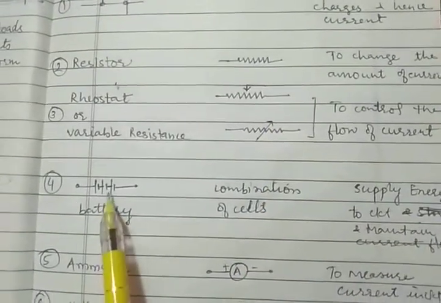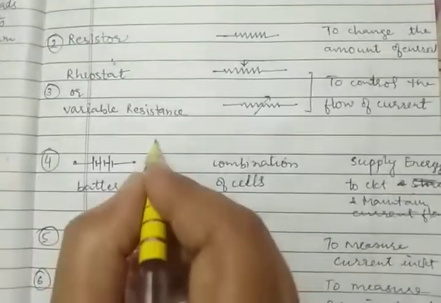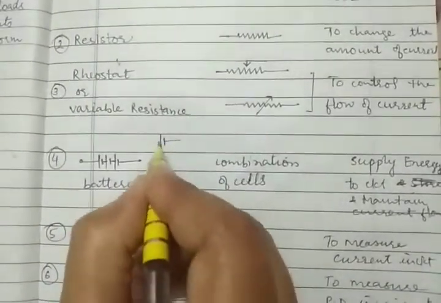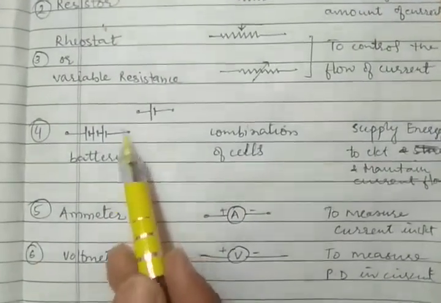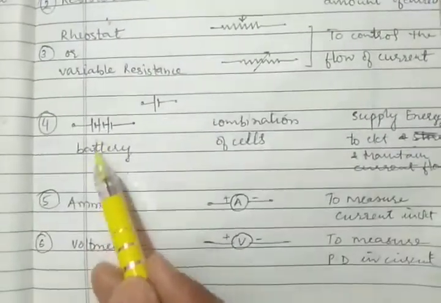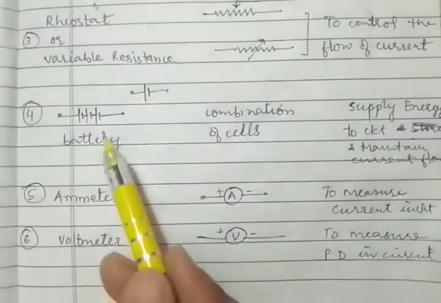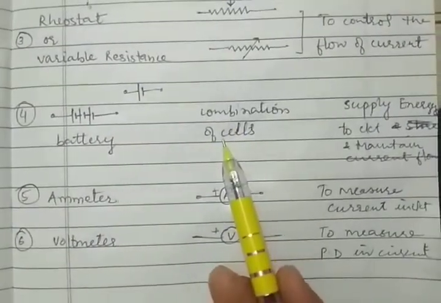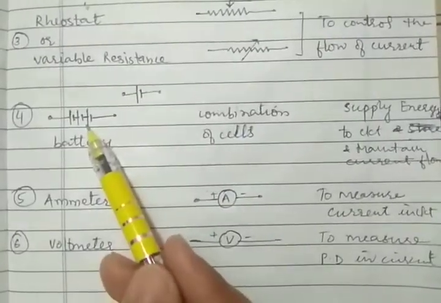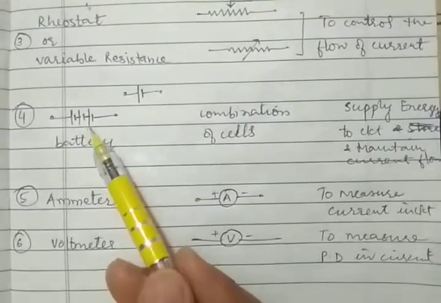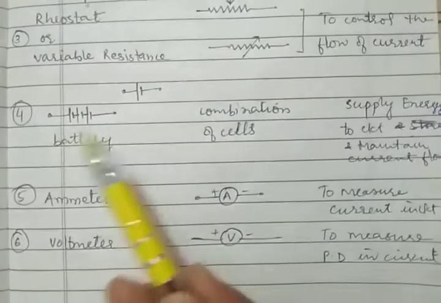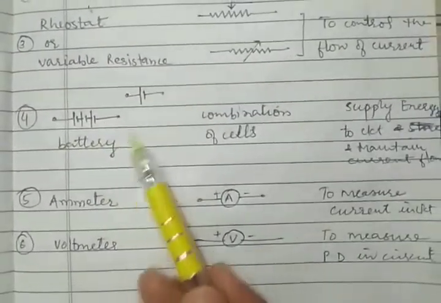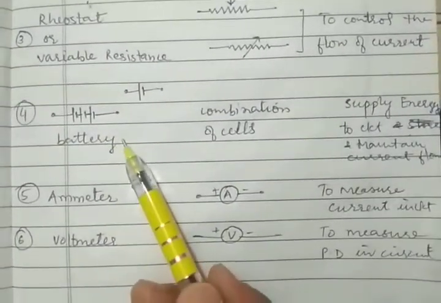The next one is the battery. Battery, this is the cell, with the positive and negative terminals of the cell. When two or three or more cells are connected in series, they form the battery, and this battery is the combination of cells. The battery is used to supply the energy or to give the power to the circuit, to supply the charges to the circuit and also maintain the charges in the circuit.